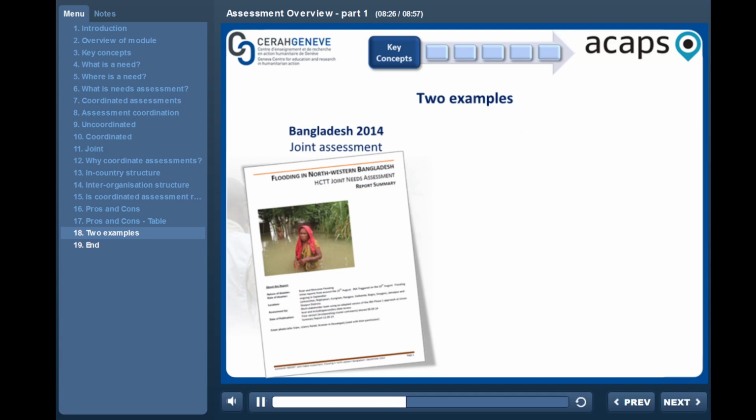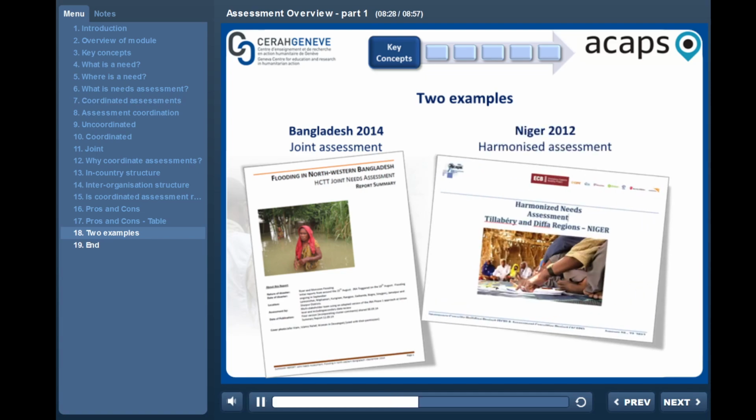The assessment conducted in Niger in 2012 is a good example of a harmonized assessment. The World Food Programme and the government were conducting a food security assessment, and to avoid duplication it was decided not to collect food security and livelihood information in a joint assessment taking place at the same time, but to focus on complementary sectors and integrate the results of the WFP assessment in the final report once both datasets were available.